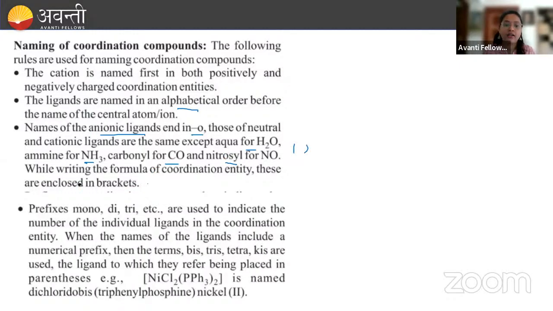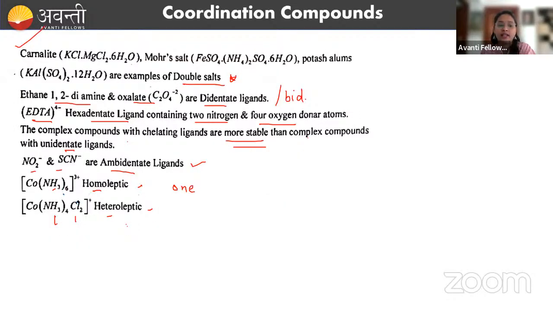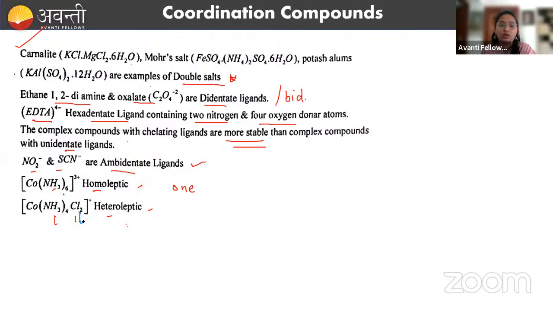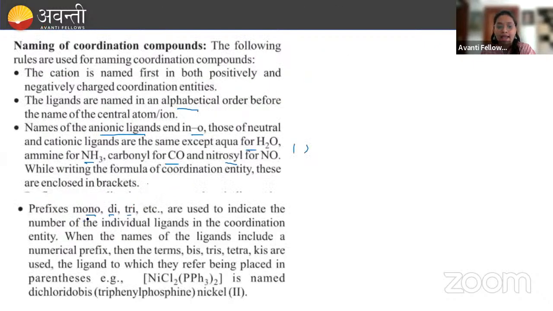If there are more ligands present, then we use prefixes like mono, di, tri, depending on how many there are. In the last molecule we saw, there are 6, so we call it hexa. Here there are 2, so we call it di. Not bi, we call it di.